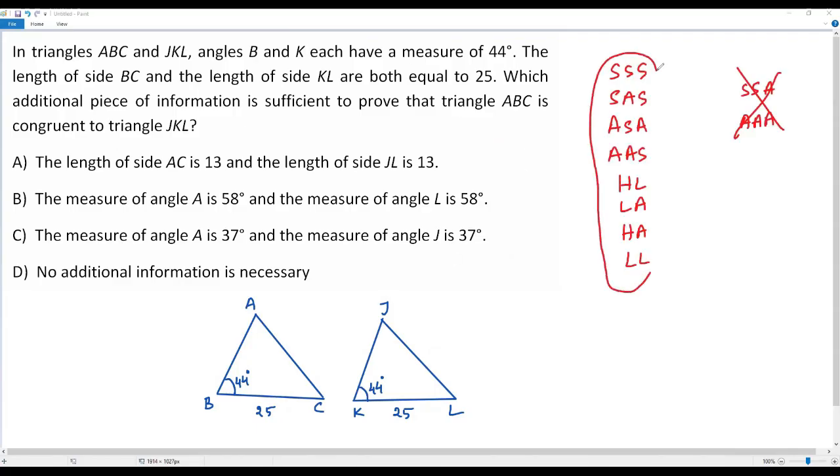Here I have written the postulates and theorems. The first four are postulates, the last four are theorems, and we use the last four to prove that two right triangles are congruent. Anyway, we can start verifying the answer choices one by one.